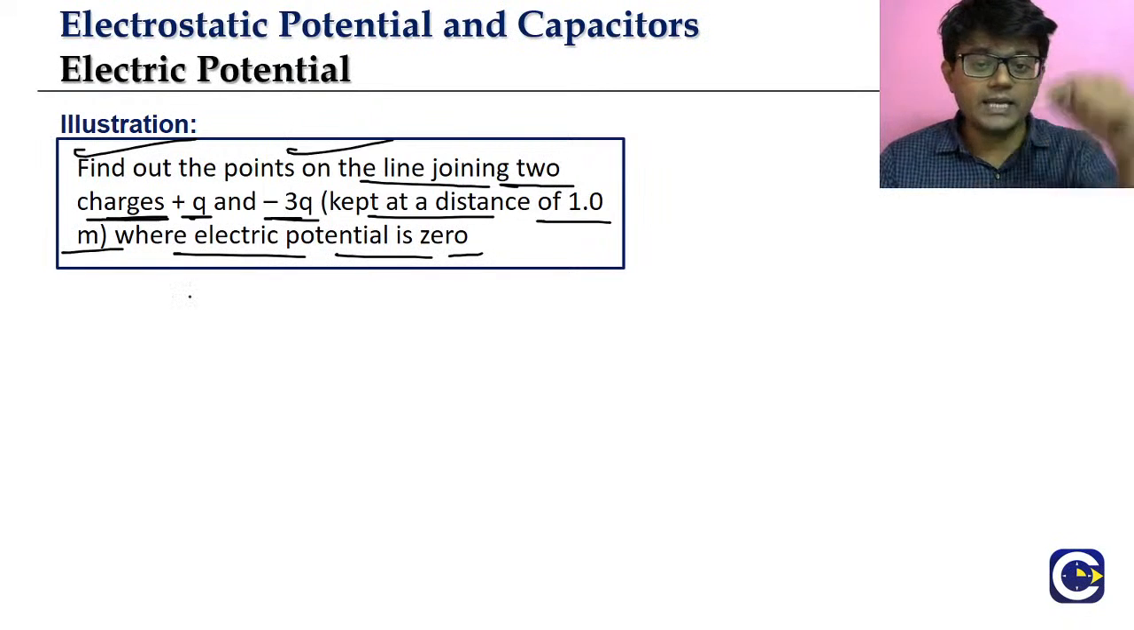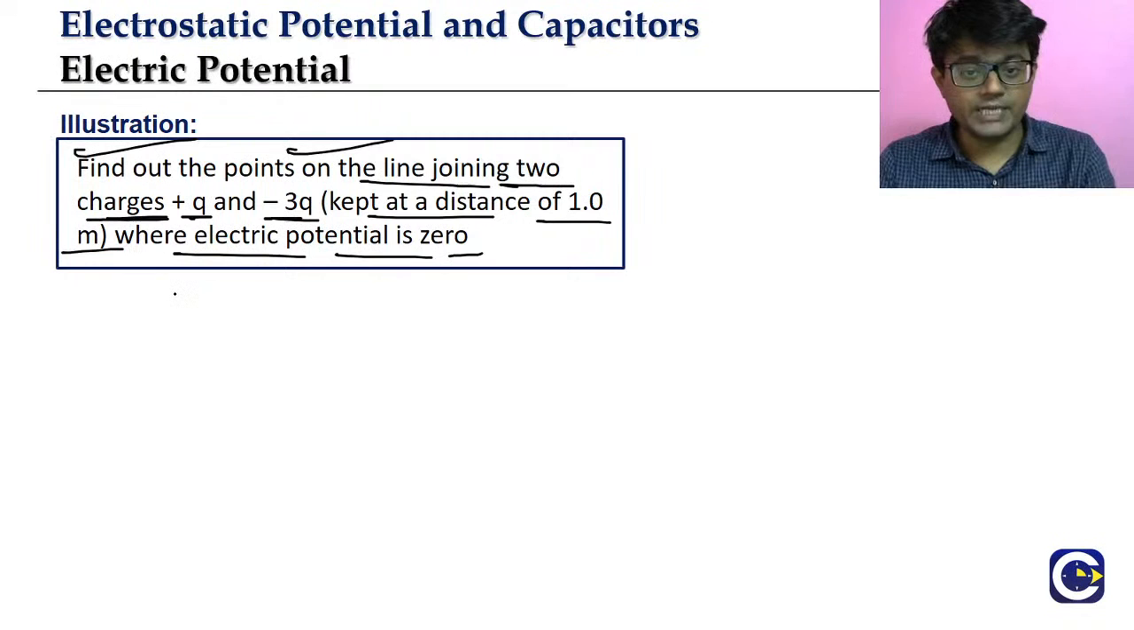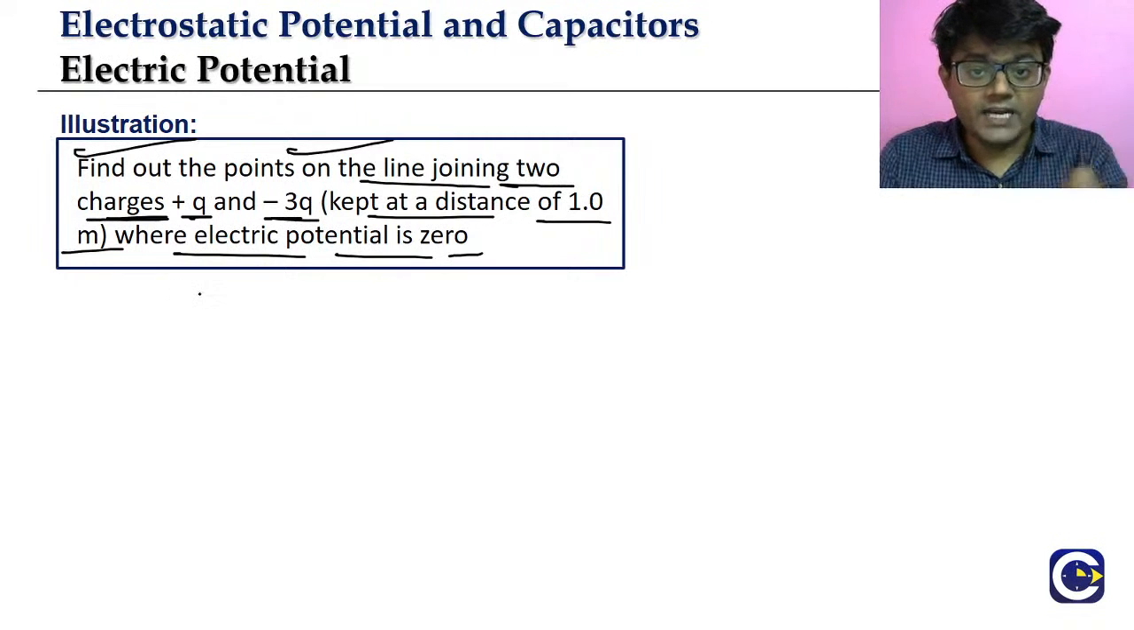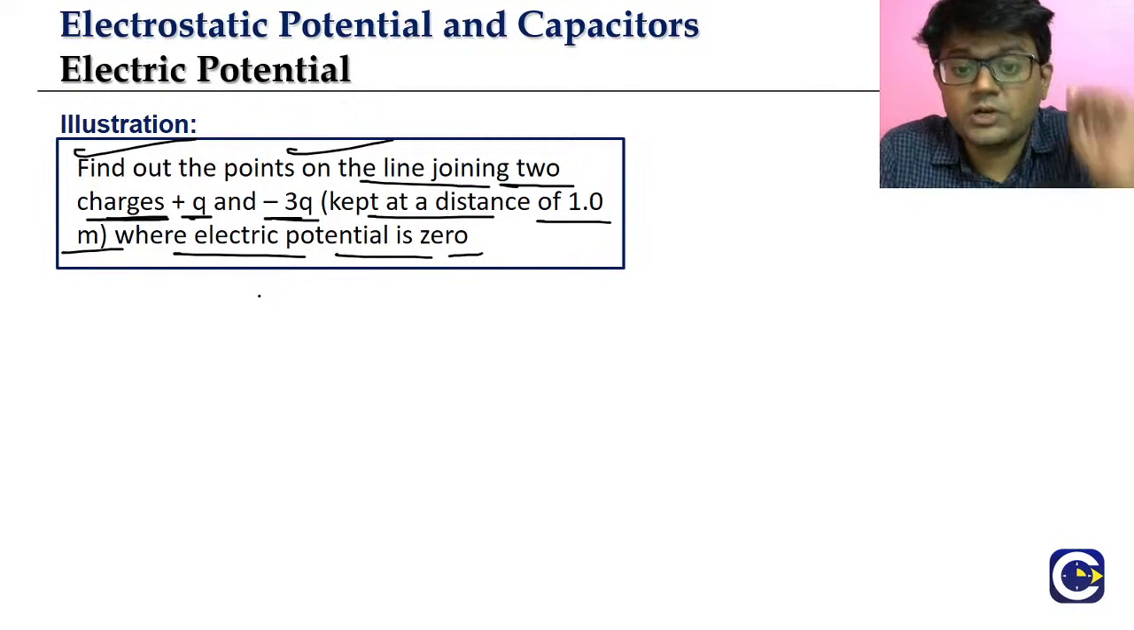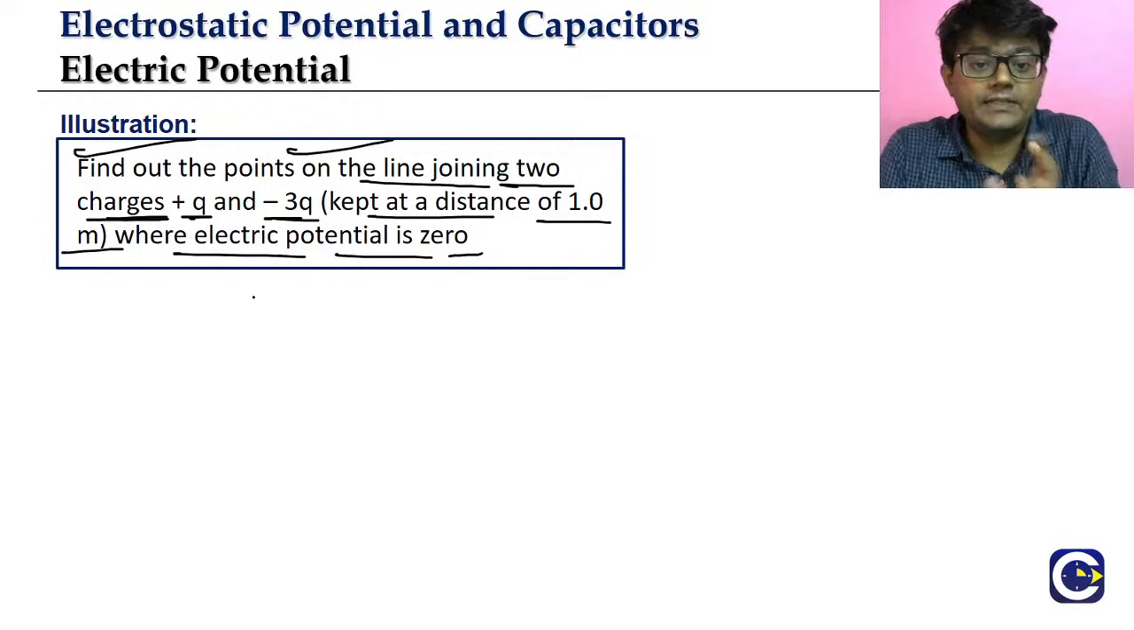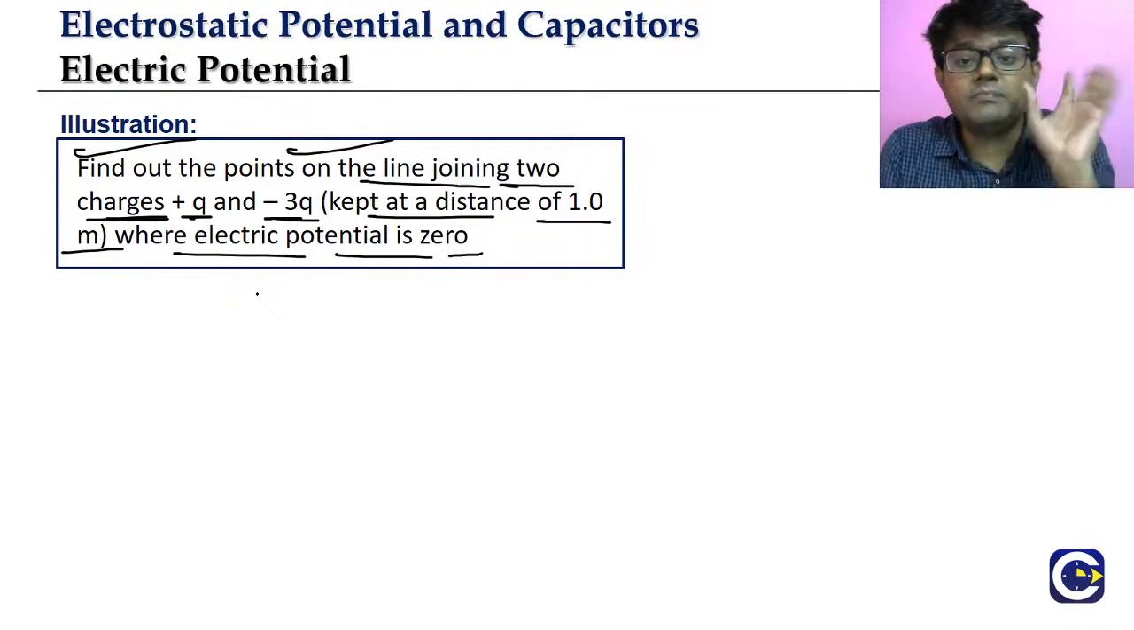Okay, in the electric field case we already named a point. If the electric field at a point is 0, we call that point what? Null point. Here we don't call it by a specific name, but this is also an important type of question: where can the electric potential become 0?